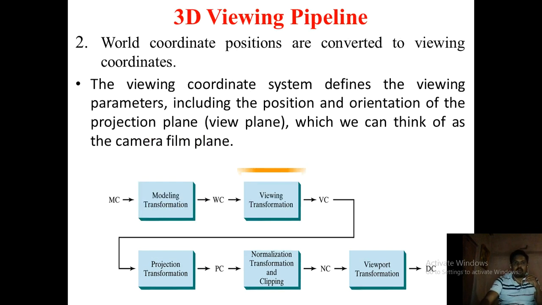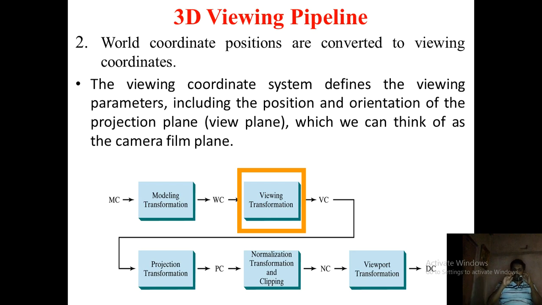Then afterwards we move to the viewing transformation, right? In the viewing transformation, world coordinate positions are converted to viewing coordinates. The viewing coordinate system defines the viewing parameters, including the position and orientation of the projection plane. Means it will define the camera position, from where you want to take the picture. Then how to orient that camera, orientation has to be defined here, which we can think of as a camera film plane, right? Means in this viewing transformation we are setting the camera position.